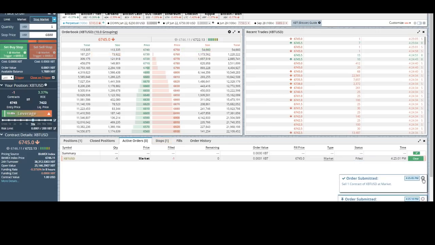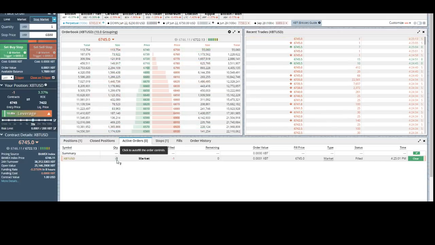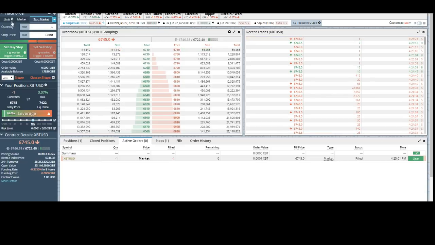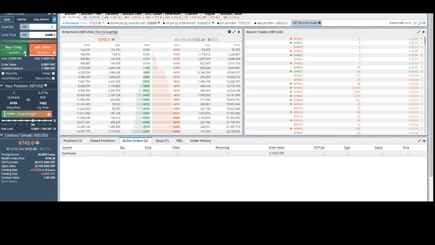When you're talking stop losses, why does it say set buy stop? Because you're shorting. So you sold a contract. So if you need to get a stop loss, you need to buy your contracts back. That's why it's a buy stop. All right, so let's say you want to close this position at 6,400. So you will buy long 6,400, reduce only.